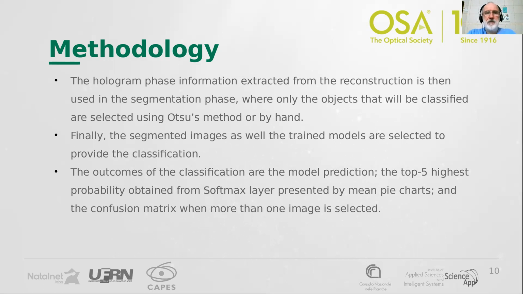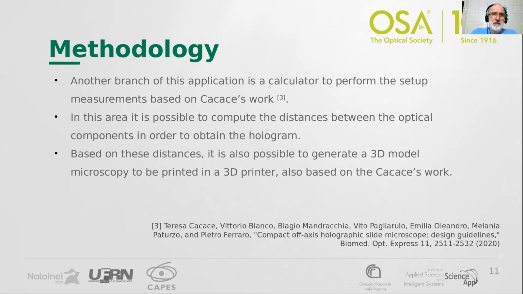Finally, the segmented images, as well as the training model, are selected to provide classification. The outcomes of the classification are then the model prediction. We have here the top 5 highest probabilities obtained from the softmax layer. And we also have the confusion matrix when more than one image is selected.